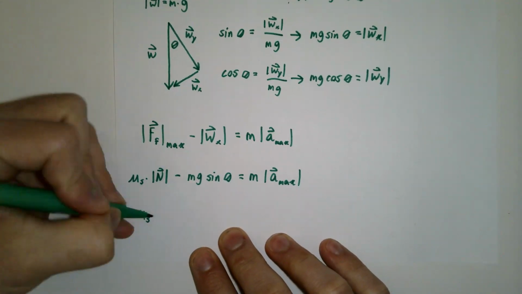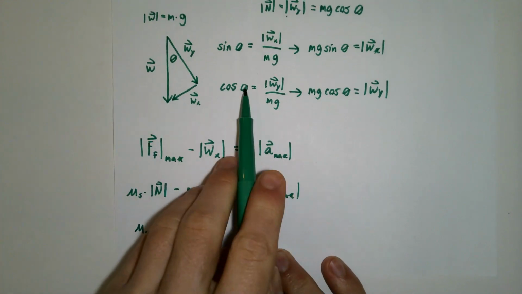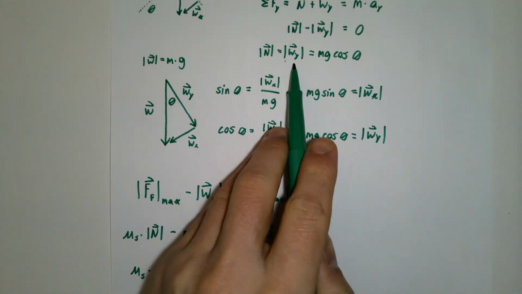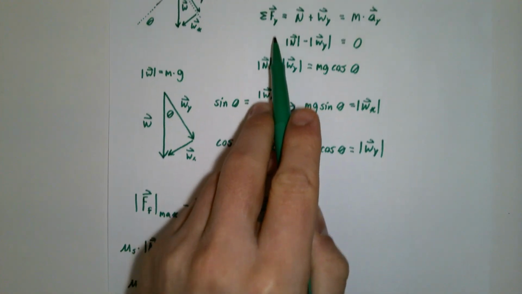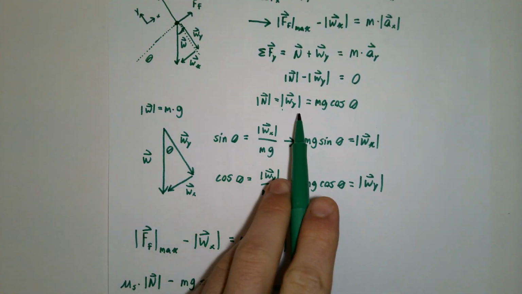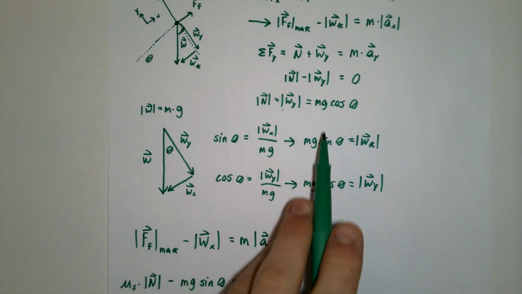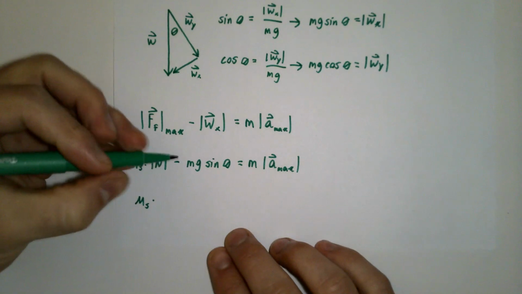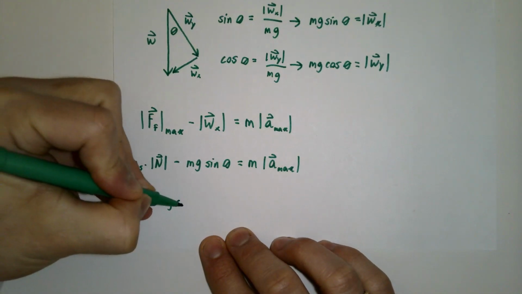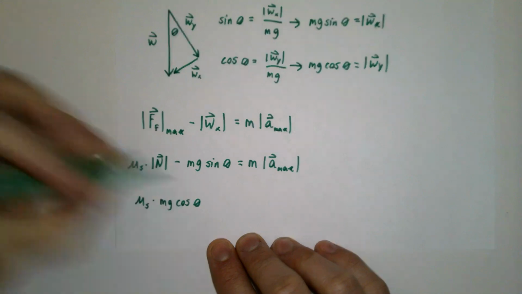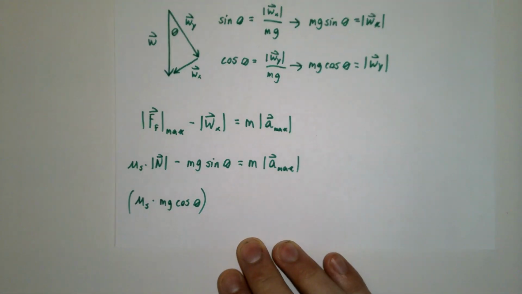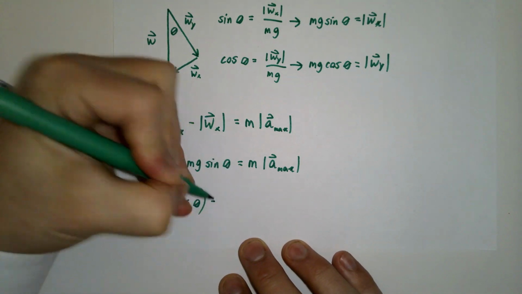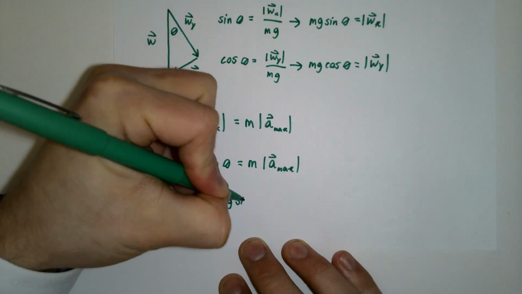Mu sub s times, we know what our normal force is. We look at our calculations up here. We saw that weight in y was equal to mg cosine theta. We found that using Newton's second law in the y dimension. We found that normal force is equal to weight in y, which is mg cosine theta. So we can substitute in for normal force mg cosine theta. This whole term right here, there's our frictional force now. That is the force that is accelerating and overcoming weight. We still have minus mg sine of theta here.